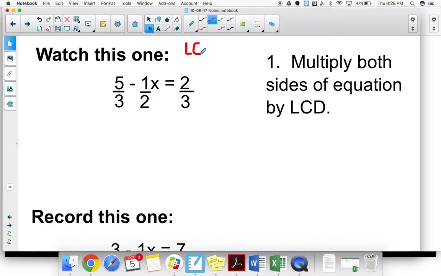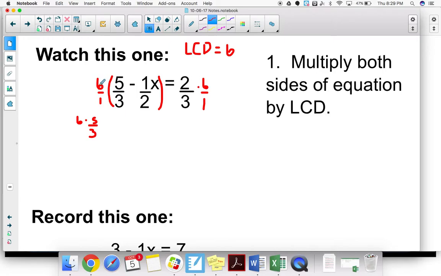All right, in this case, the least common denominator is 6. And when we multiply, remember multiplication always occurs on the top of the fraction or in the numerator. So I'm going to multiply this side of the equation by 6, technically 6 over 1. And I'm going to do the same thing over here, times 6 over 1. All right, let's distribute the 6 on the left. So we're going to get 6 times 5/3.